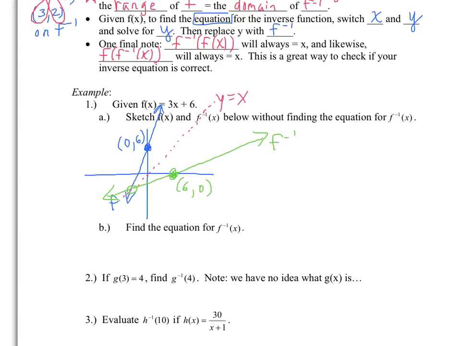Of course, it might be easier to find an additional point that we know is on f to help us with our graph, but I'm sure you get the idea. So, if 0, 6 is on f, 6, 0 is on f inverse. Now suppose we want to find the equation for the inverse.